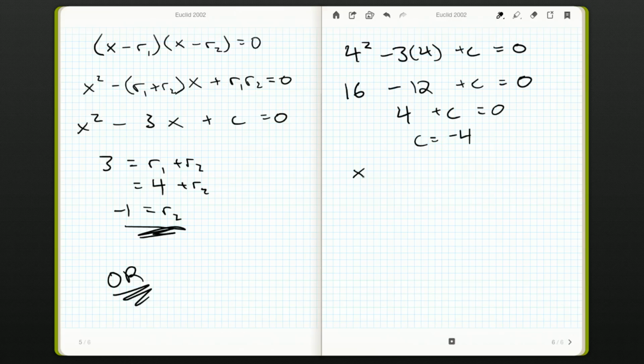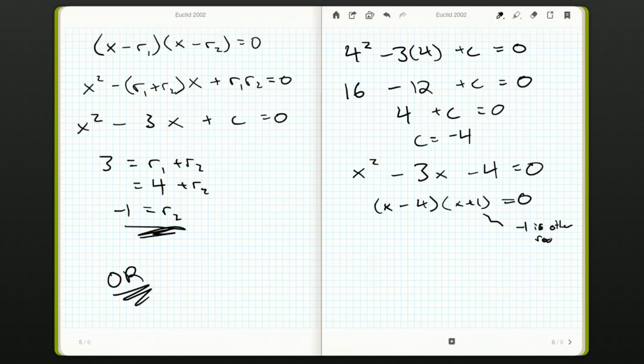But now that we have our full equation, you can do whatever you like. You can factor it if you're very comfortable factoring things. You'll get x minus 4 times x plus 1, and so you'll know negative 1 is the other root.